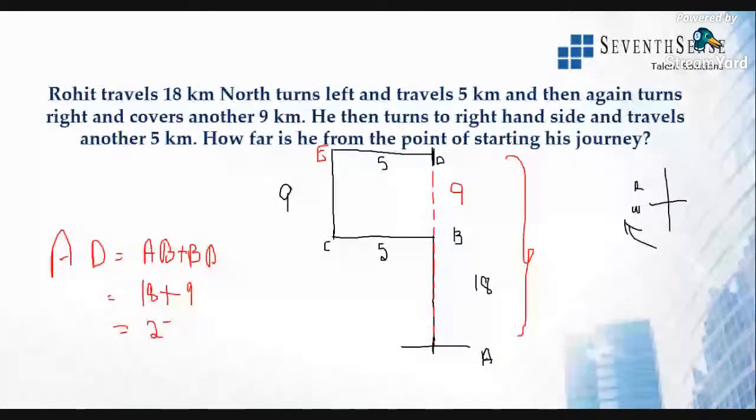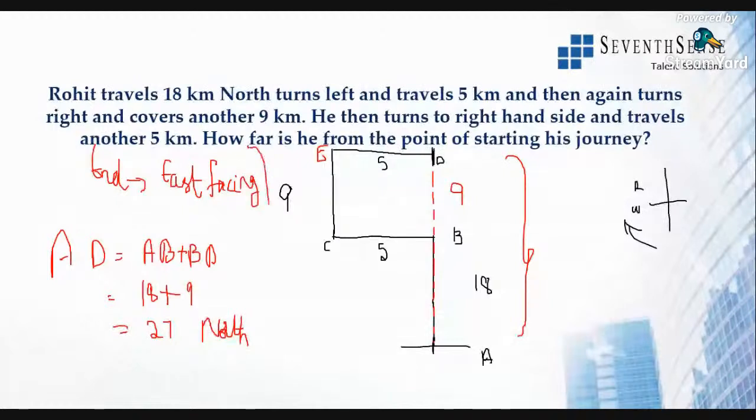And as you all told, from his starting point he is towards north. So he is towards north direction. And in the end, which side is he facing? He is facing east. All right, he is facing east. These are extra points which you can gain in one question.